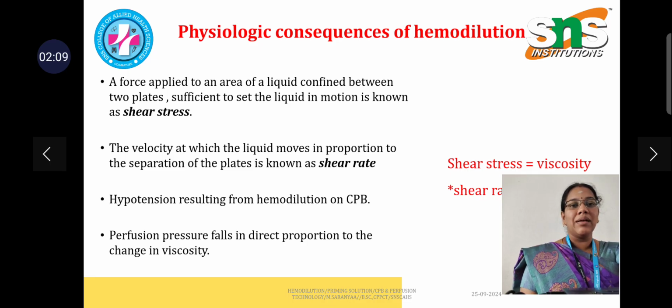Hypotension results from hemodilution on bypass. Why? Because blood has proteins which help in maintaining the blood pressure. While we are decreasing the protein level because of hemodilution, that can lead to hypotension. Perfusion pressure falls in direct proportion to the change in velocity.